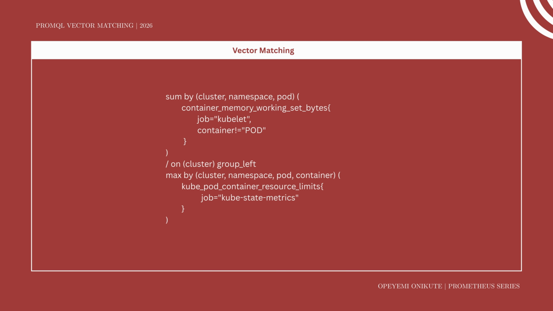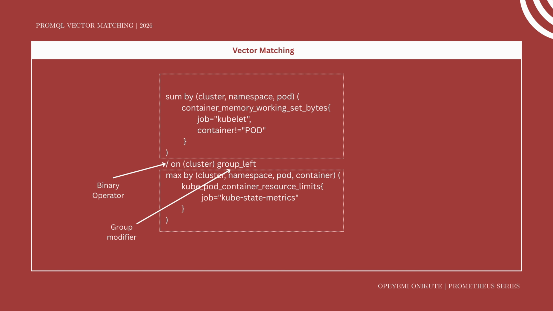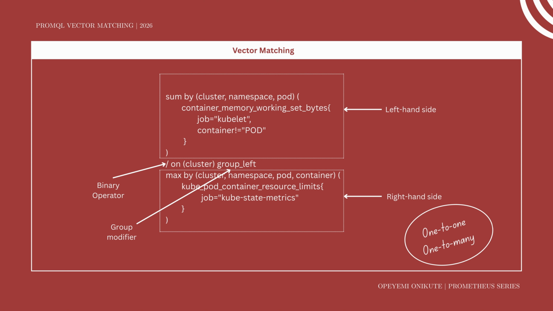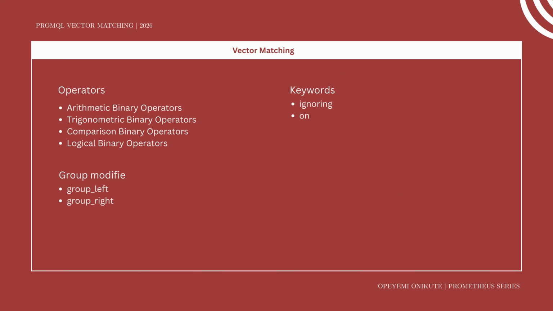But what is vector matching? Vector matching simply means how PromQL queries attempt to match elements in the right-hand vector to those on the left. When you write a PromQL query that does an operation on two metrics, like in our initial example, it needs to do vector matching. There are two types of vector matching, one-to-one matching and one-to-many matching. More on that soon. PromQL also has two keywords and two group modifiers for vector matching.